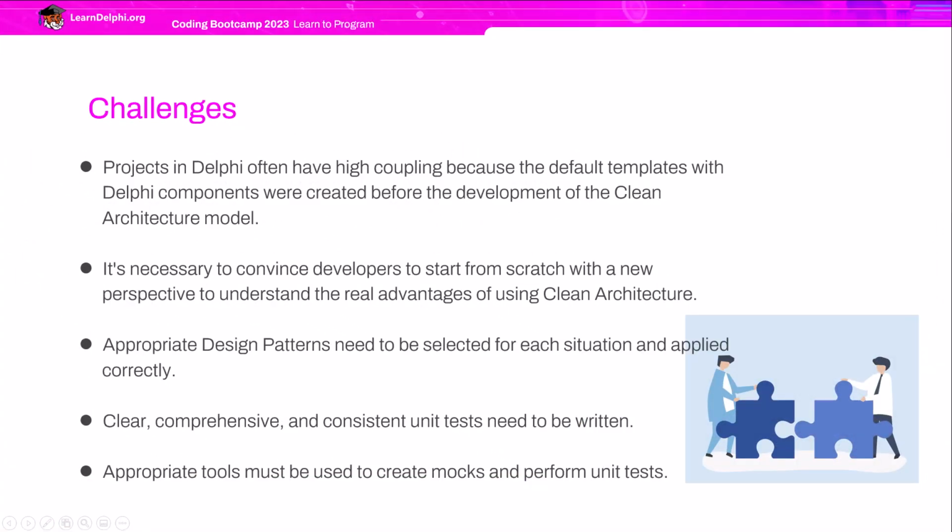Projects in Delphi often have high coupling because the default templates with Delphi components were created before the development of the clean architecture model. This means that the system's classes are tightly linked to each other and to visual components, making it difficult to separate responsibilities, reuse code, and conduct tests. To adopt the clean architecture model, it's necessary to refactor existing code or start a project from scratch, following the rules of layer organization and communication.